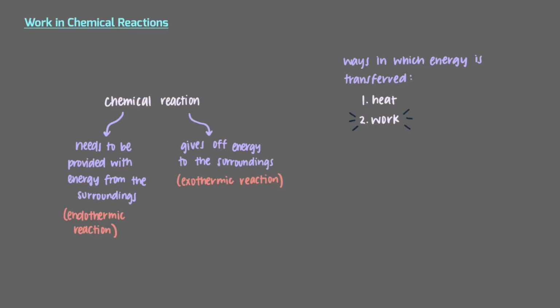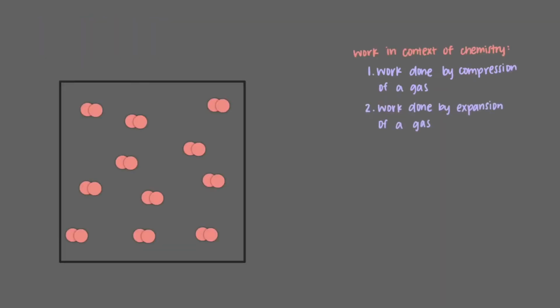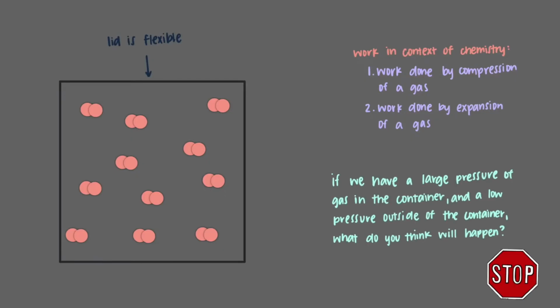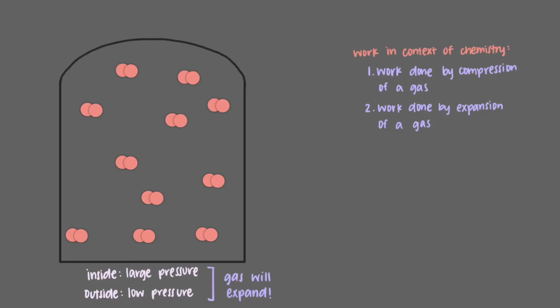When we talk about work in the context of chemistry, we are mainly interested in the work done by the compression or expansion of gases. Let's imagine that we have a container full of gas and the lid of this container is flexible and can either expand or compress. If we have a large pressure of gas in the container and a low pressure outside of the container, what do you think will happen? That's right, this gas will expand against the outside pressure, pushing the lid and making more space.